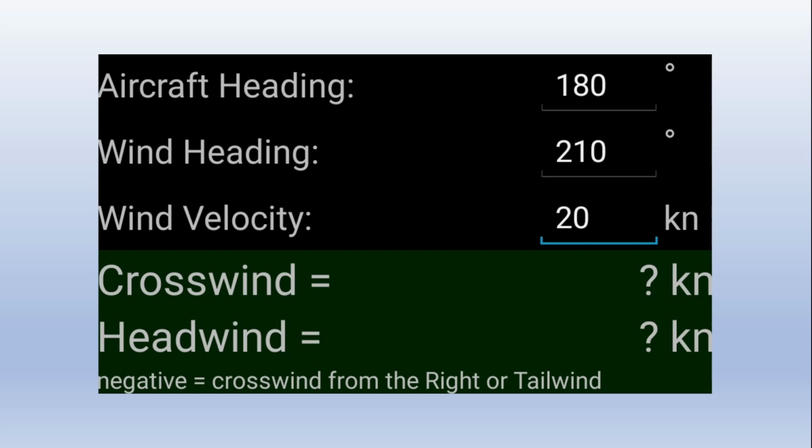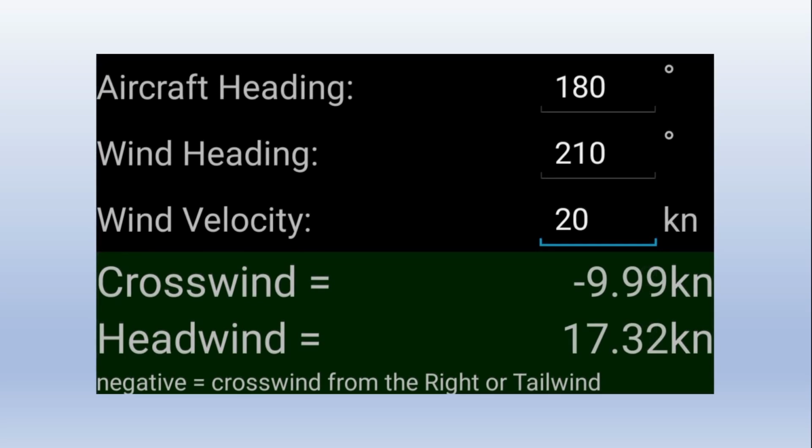And let's assume that we have a wind that is 210 degrees at 20 knots. So out of the south-southwest at about 20 knots. And when we hit enter, it will tell us that we have a crosswind component of just under 10 knots with that wind, and a headwind of just a little over 17 knots.